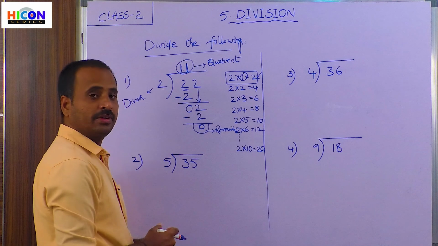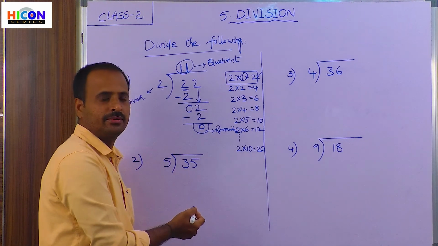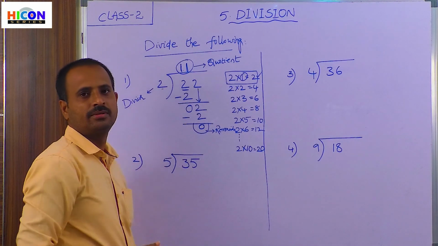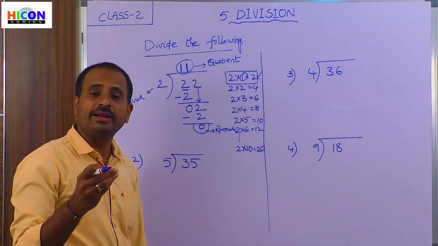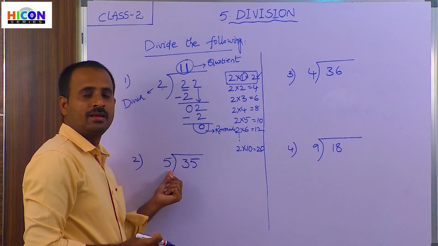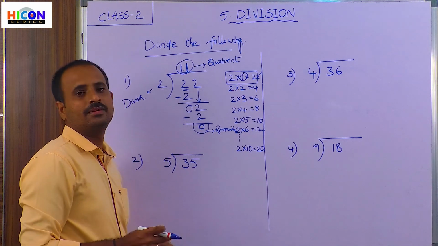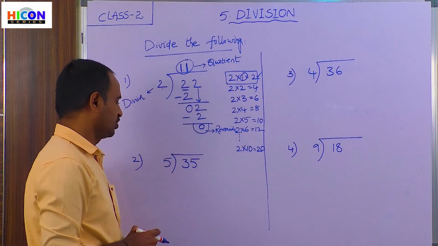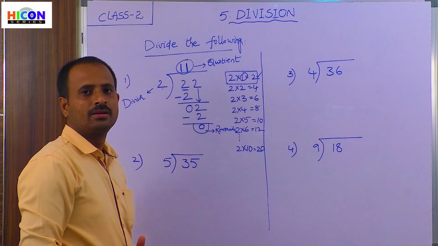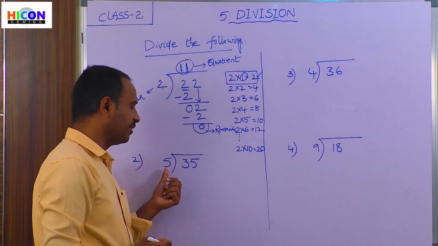So look at the second one. The dividend is 35 and the divisor is 5. Every time we have to write the divisor in the left side bracket and write the dividend between, that means at the center. Now start the division, that is we have to divide the number 35 by 5.